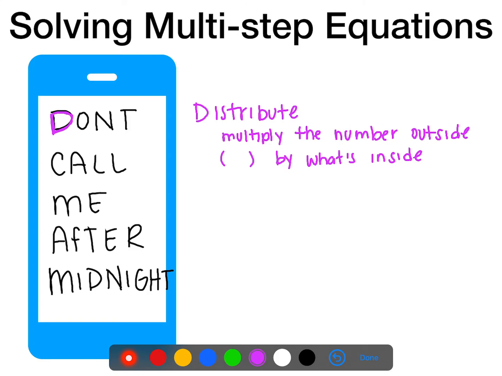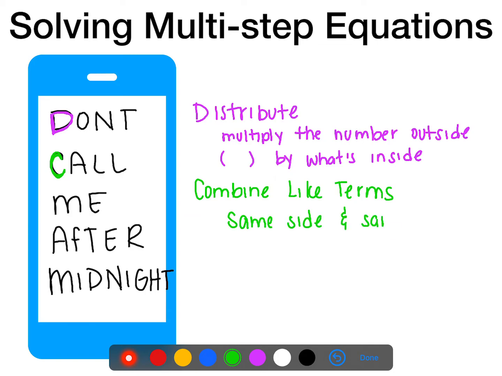Then we move on to call. The C in call stands for combine like terms. Like terms have to be on the same side of the equal sign, and when you combine them, you're going to use the same sign. So it's same side and same sign.